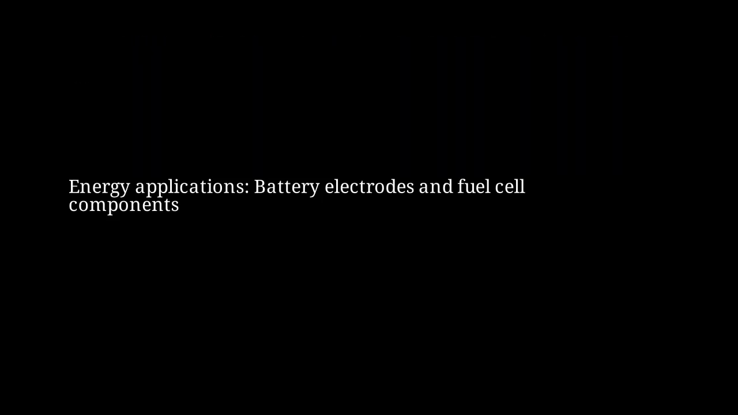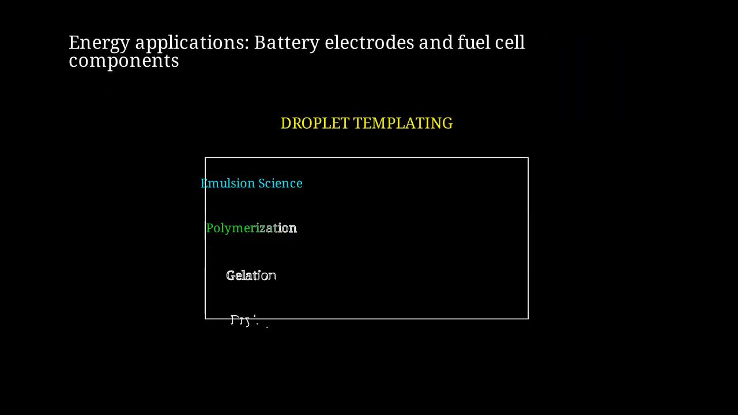This summary diagram illustrates the complete droplet templating paradigm. Starting from emulsion science on the left, we apply polymerization, gelation, or drying mechanisms shown in green. These pathways, indicated by red arrows, lead to our three main application categories: filters, scaffolds, and catalysts. Let's summarize the key principles we've explored in this lecture.